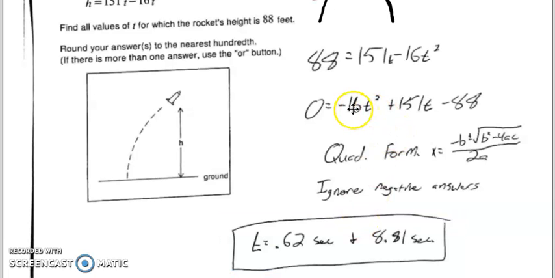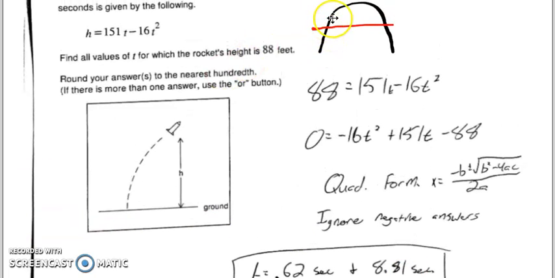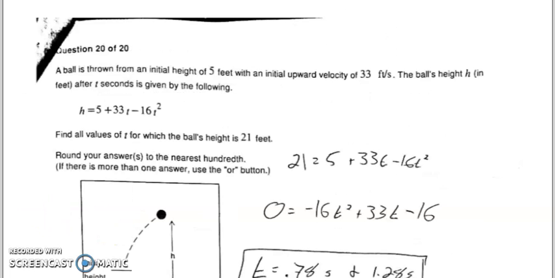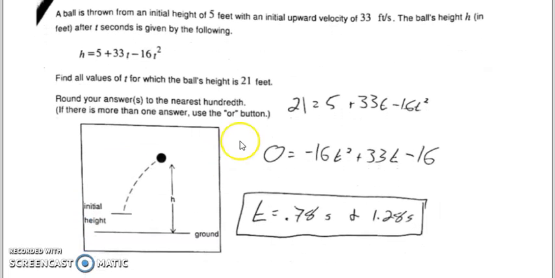So after we plug negative 16 in for a, 151 in for b, negative 88 in for c, we would get the following 2 times. And like I said, that kind of makes sense, right? It would go up past 88 and come back down through 88. As promised, number 20 is the exact same concept. Set it equal to the height and go from there. Let me know if you have questions.